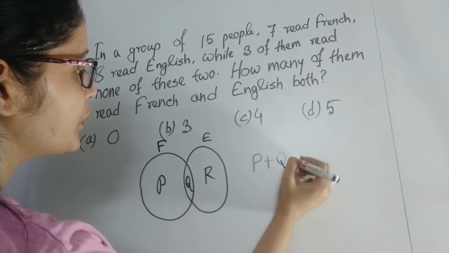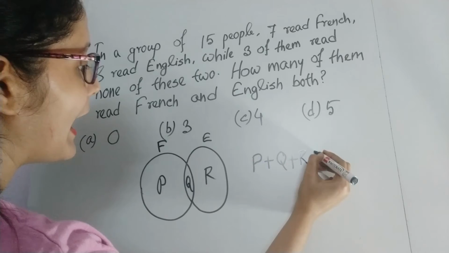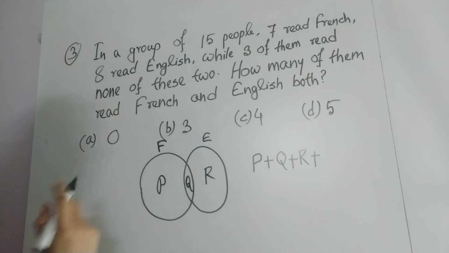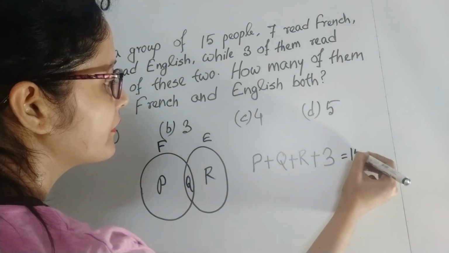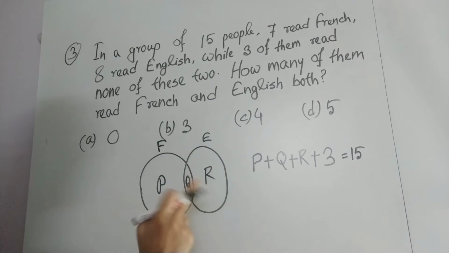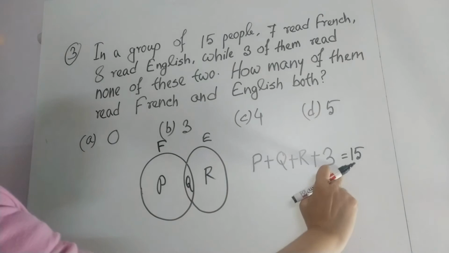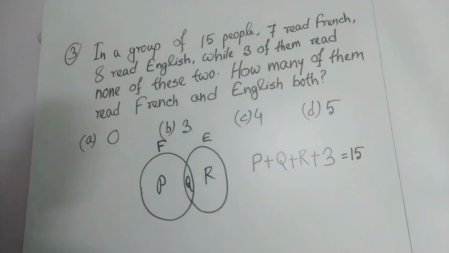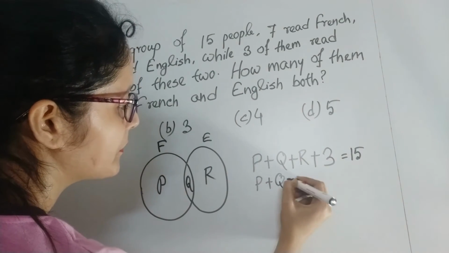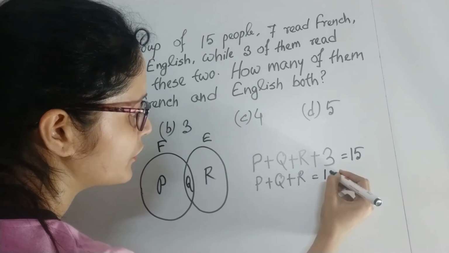P plus Q plus R plus 3 of them read none of these two, 3, will be equal to 15. Those who read only French, those who read only English, those who read both, plus those who read nothing, that will be equal to 15, the total number of people, right? So, P plus Q plus R will be exactly equal to 12.